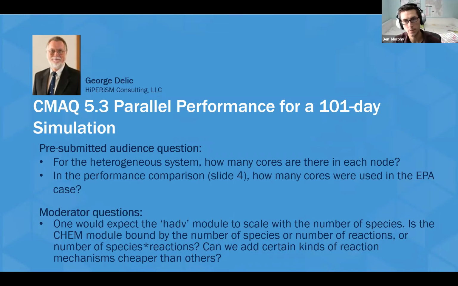For the heterogeneous system in your presentation, how many cores are there in each node? There's, well, total core count is 192, but it's spread over 3 generations of CPUs. The 2 head nodes have dual 16-core CPUs. There are 8 HP blade servers with 8 cores per node. And then we recently added this year 6 more blades with 12 cores per node. There's a slight bottleneck in the last 2.